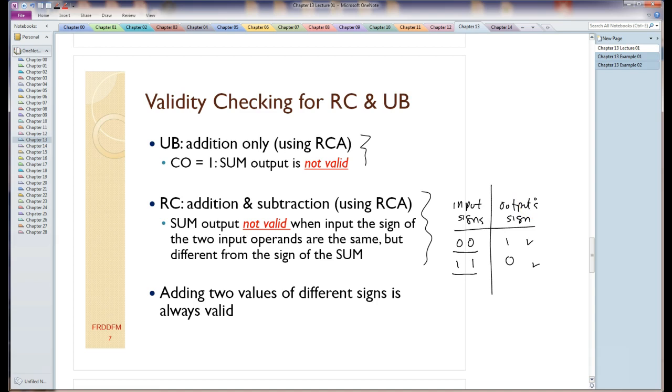All the other cases are going to be valid, particularly when I'm adding 2 numbers of different signs. The magnitude is always going to shrink. The result is always going to be within range. Those values will always be valid. These are the only cases that I'm looking for that indicates the answer on the sum output of the ripple carry adder is not valid.